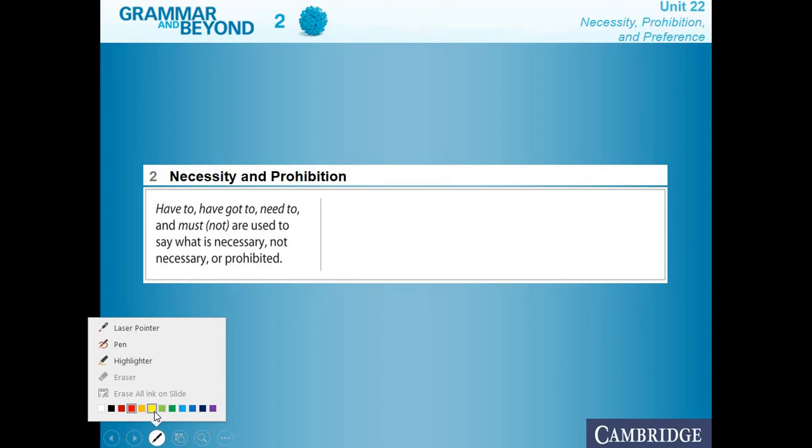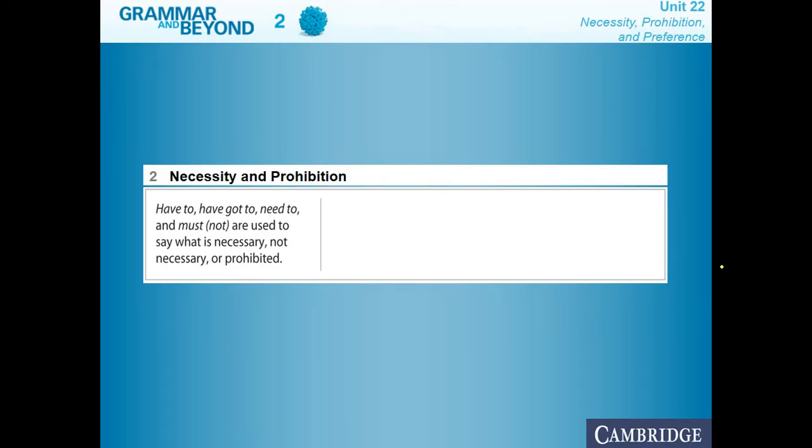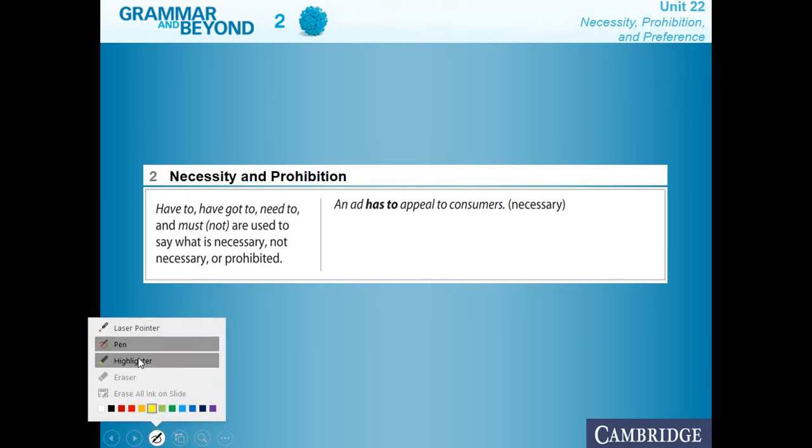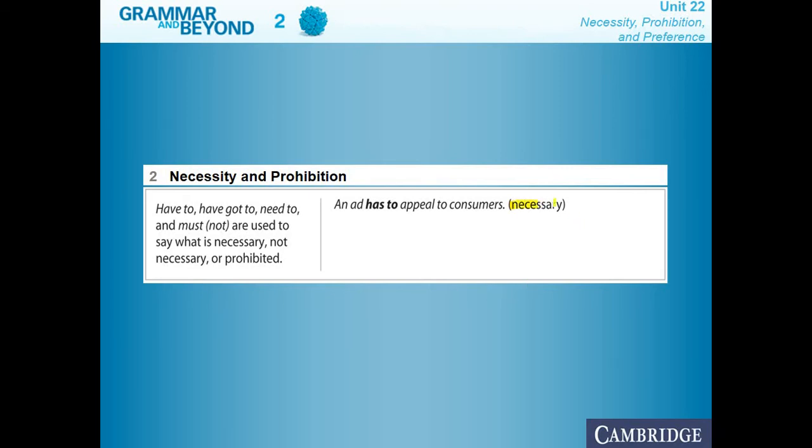But something that I want you to notice is the following. We're going to see some examples to start understanding. We have the first one: an ad has to appeal to consumers. What's an ad? It's a TV advertisement that you see on TV, when you want to see a product that wants to be sold to a certain type of people, right? When they want to sell a car, they show you the car and how beautiful and how great and magnificent it is. But it's necessary. It's a necessity. So that means that if an ad wants to be successful, it has to appeal to whom? To the consumers. They do not need to advertise abroad. Not necessary. Do not need.